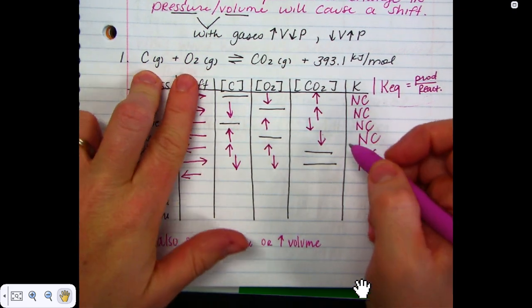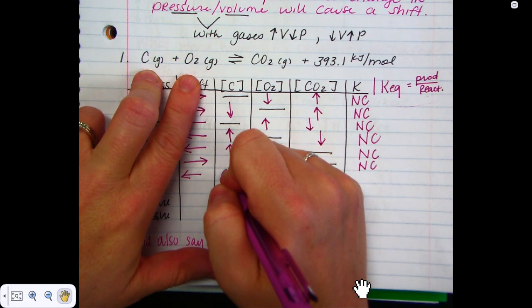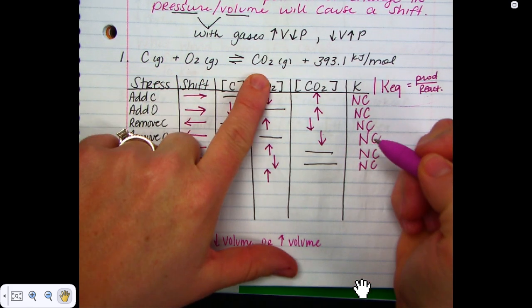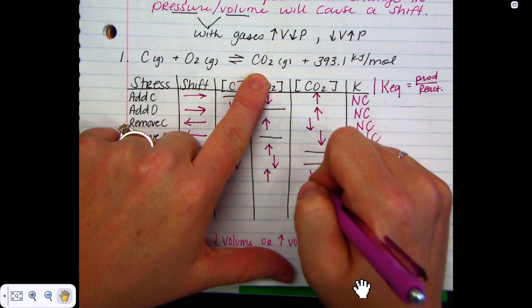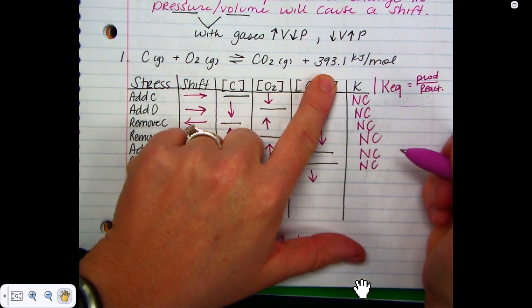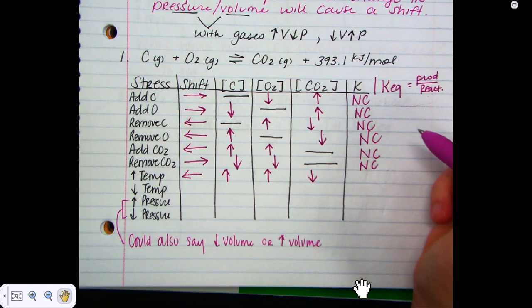I'm going to produce more C and O because I'm going to the left. I'm using the CO2, so that's going down. And now let's talk about what happens with our KEQ value.